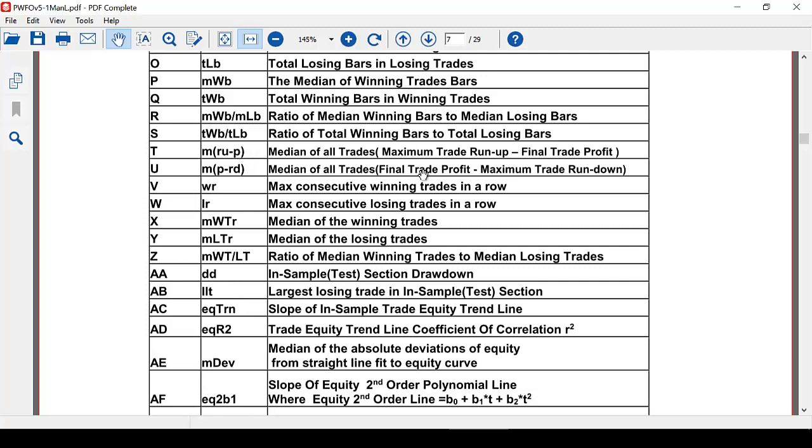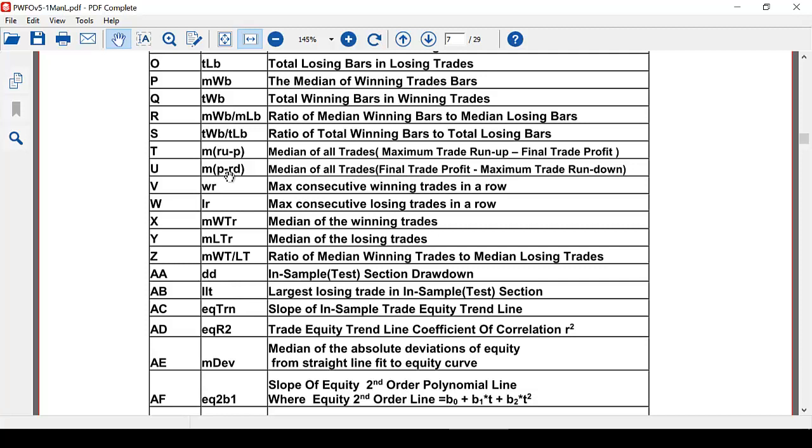Here is a new metric. When you have a trade, you have a maximum trade run up, and then you have a final profit. So each trade has one of these numbers. And what we do is take the median of this number because it gives an indication of how your trades end up on each trade.